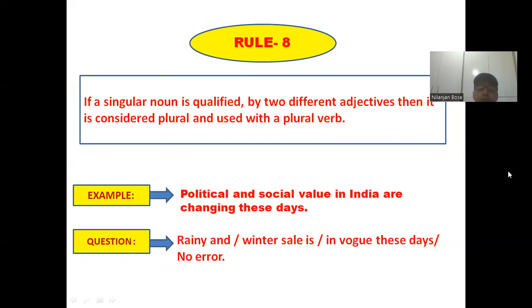So in this particular question, what you are supposed to do, you have to find out the error, right? Here 2 different kinds of sale are mentioned, rainy and winter sale. So if there are 2 kinds of sales, then definitely the verb will be plural. Instead of is, it should be are. Rainy and winter sale are in vogue these days. So the verb will be are in place of is, correct? You have understood? I am quite sure about it.